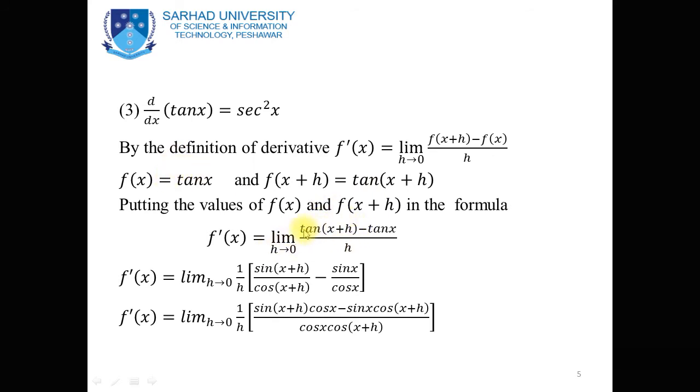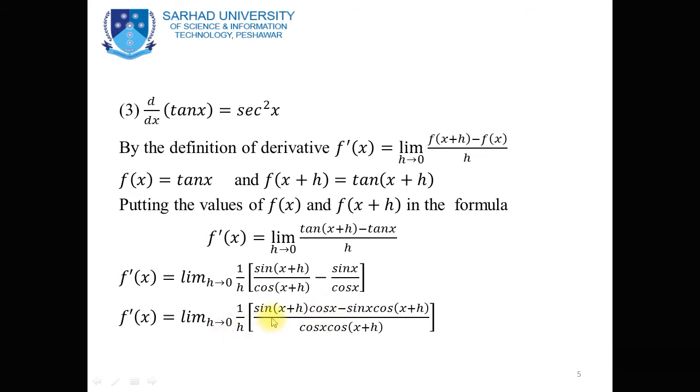Now we know that tangent theta is equal to sine theta by cos theta. So tangent x plus h is sine x plus h divided by cos x plus h, and tangent x is equal to sine x divided by cos x. Now taking the LCM by cross multiplication, you see over here, multiply this expression with this, and sine x plus h is multiplied with cos x, and multiply the denominators. This is the easiest process for the LCM.